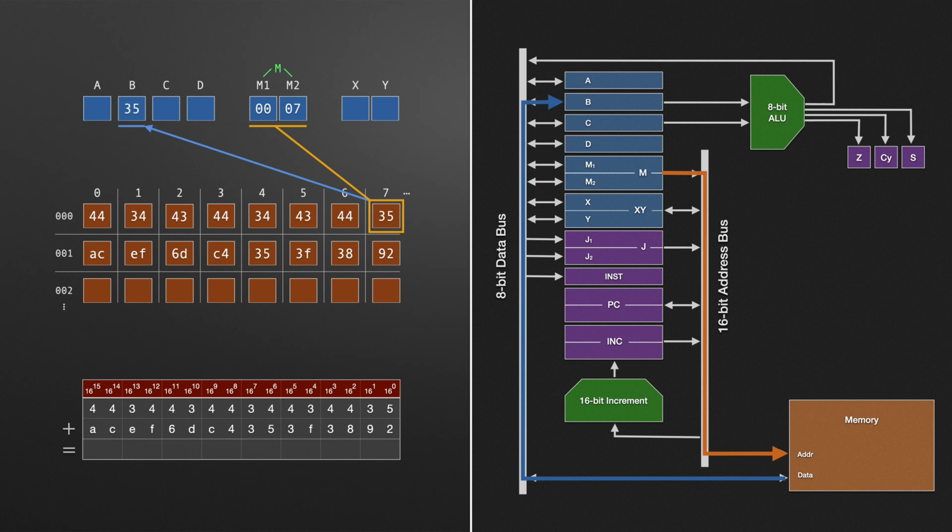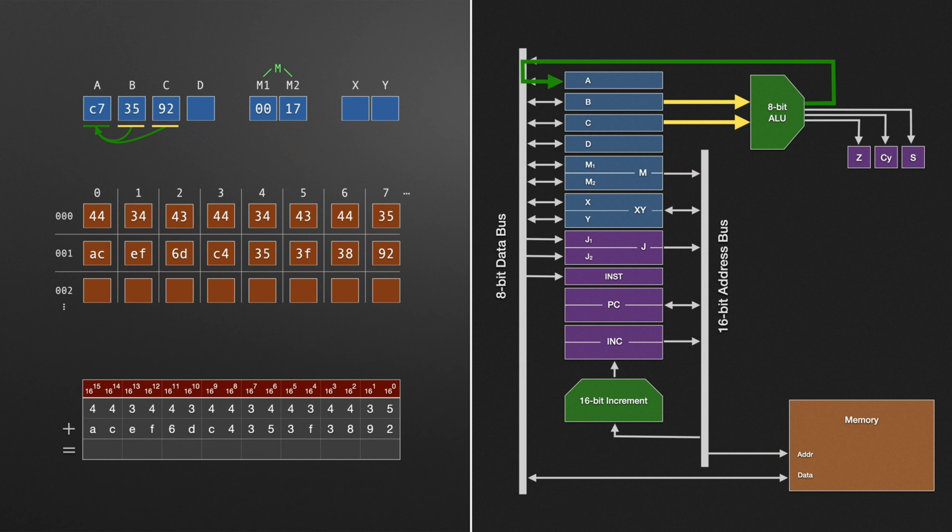Similarly, we can load register C with a value of 92 after setting M to point at address 17, like so. Perfect, we're all set up for our first addition, so let's get that done and place a result in register A, which gives us a hex result of C7.